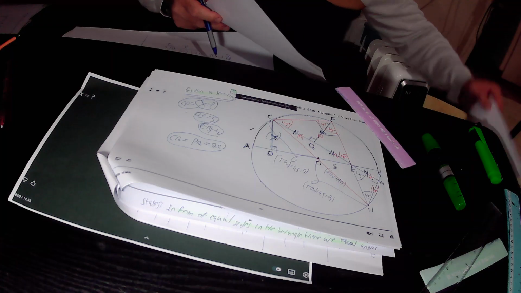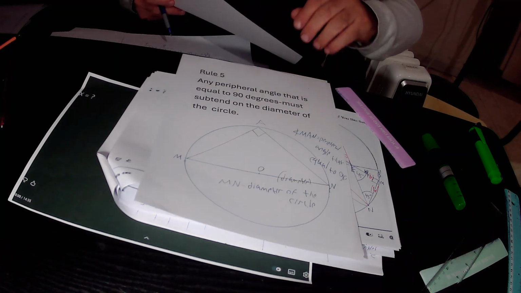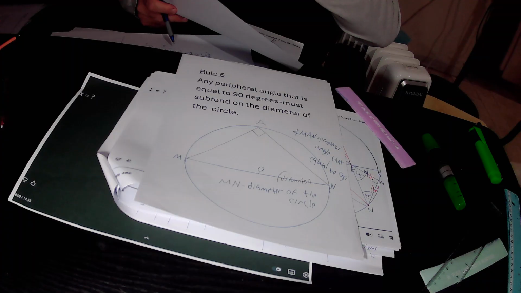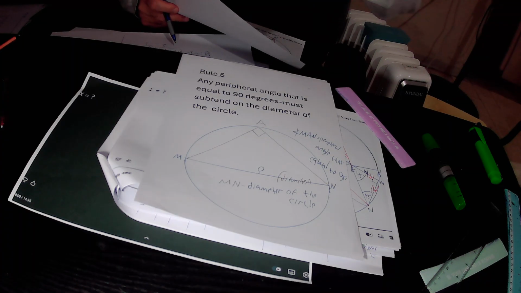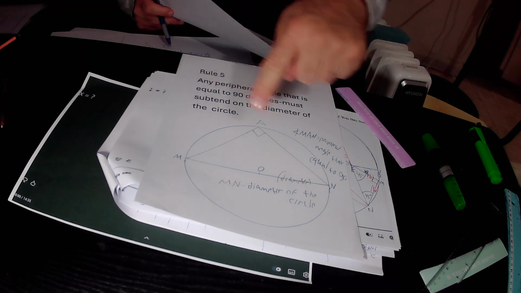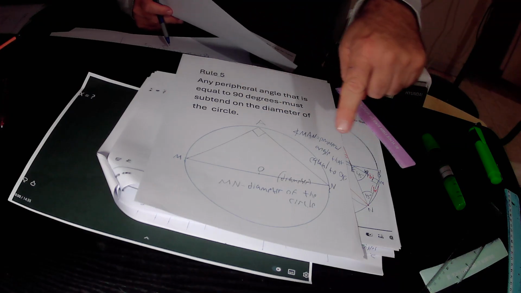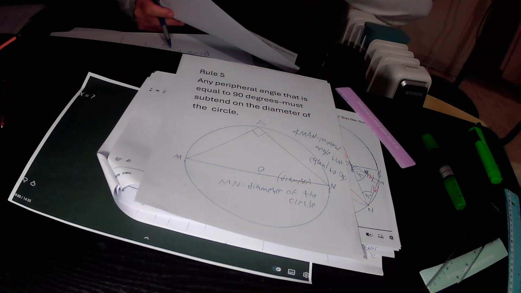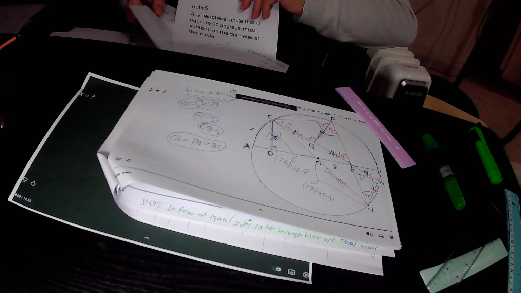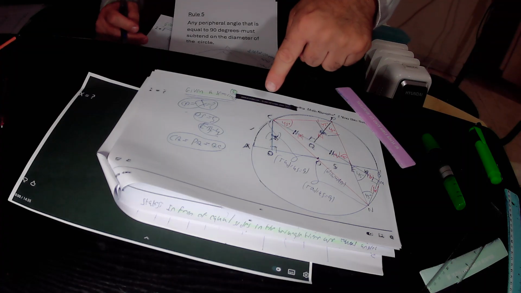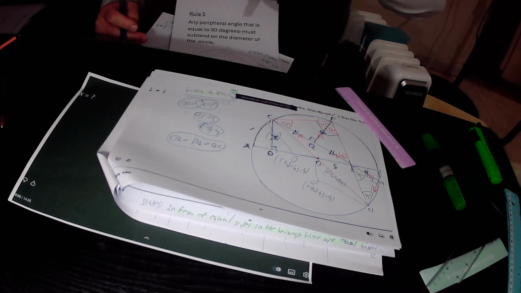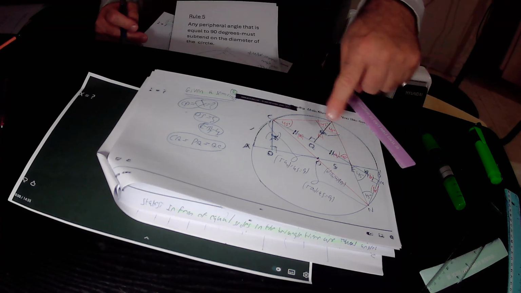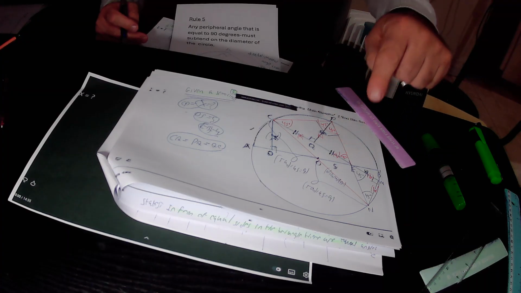Repeat again. According to rule 5, any peripheral angle that is 90 degrees inside must subtend the diameter of the circle. Here peripheral angle MAN is the right angle, therefore it must subtend the diameter of the circle. MN is the diameter of the circle. You can see that indeed peripheral angle MAN subtends the diameter of the circle, that is MN. So according to rule 5, because peripheral angle CPN equals 90 degrees in size, it must subtend the diameter of the circle. Peripheral angle CPN subtends CN, and therefore CN must be the diameter of the circle according to rule 5.